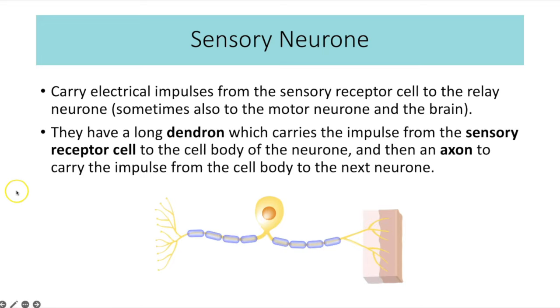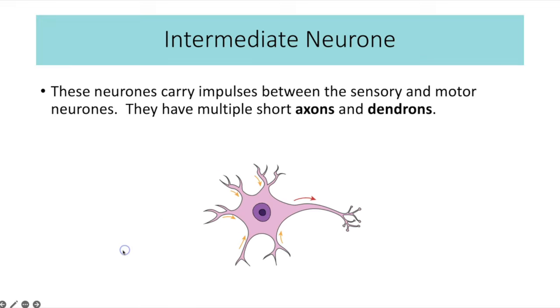If we have a look at a sensory neuron, these are the neurons responsible for carrying electrical impulses from the sensory receptor cell to the relay neuron, sometimes also to the motor neuron and the brain. They have a long dendron which carries the impulse from the sensory receptor to the cell body, which is what we can see here, and there is the cell body, and then an axon to carry the impulse from the cell body to the next neuron.